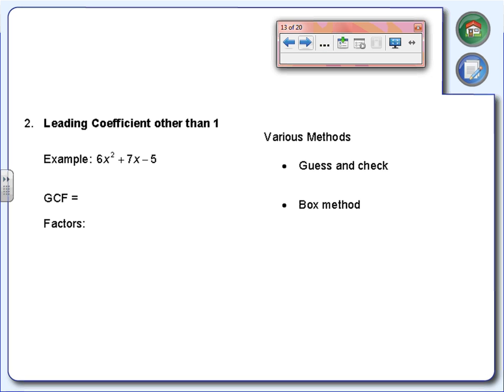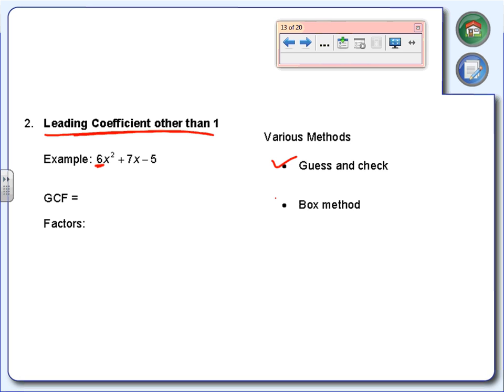We got something called trinomials, but this time the difference is our leading coefficient is something other than a 1. You'll notice in this example, instead of a 1 in front of the x squared, now we got a 6. So now we're talking a whole new ballgame. Now, in order to factor problems like this, there are several different methods. We got something called guess and check.